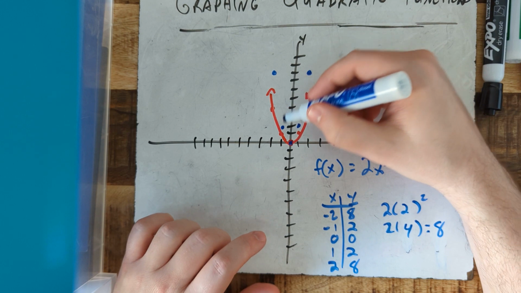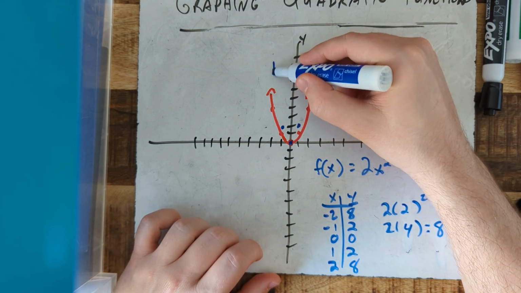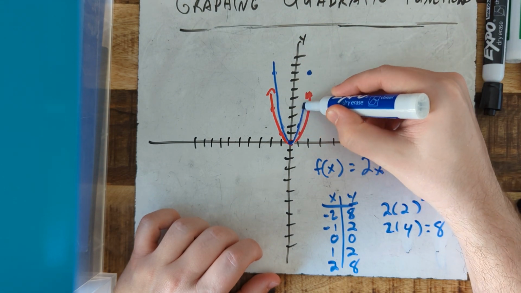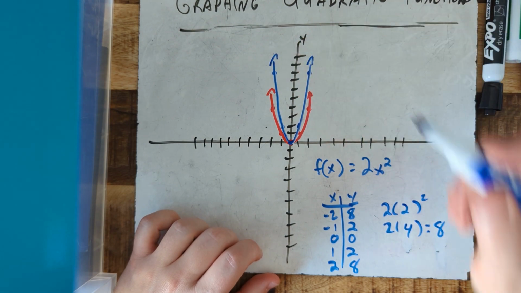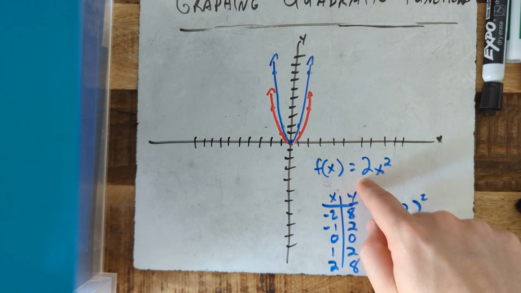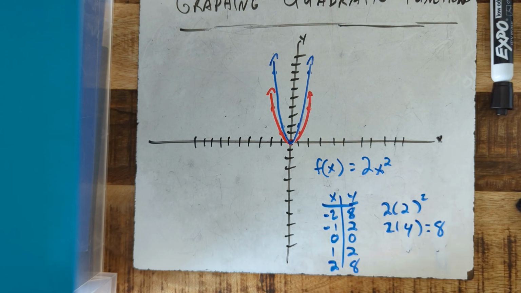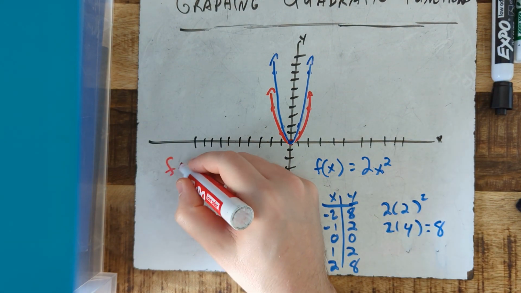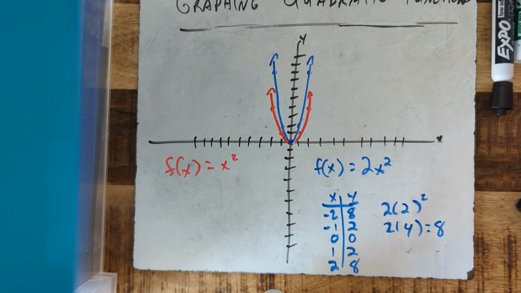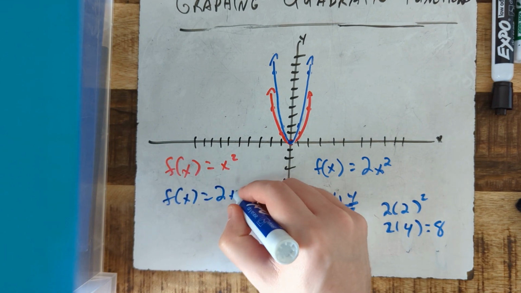Now you can see how this is going to work out when we draw this. We draw it like this, down. It meets up at the same vertex, but then comes back out. You see already that when the number in front is more than 1, it is narrower than our parent function. I'm going to write this over here: our red is f of x equals x squared, and our blue is f of x equals 2x squared.